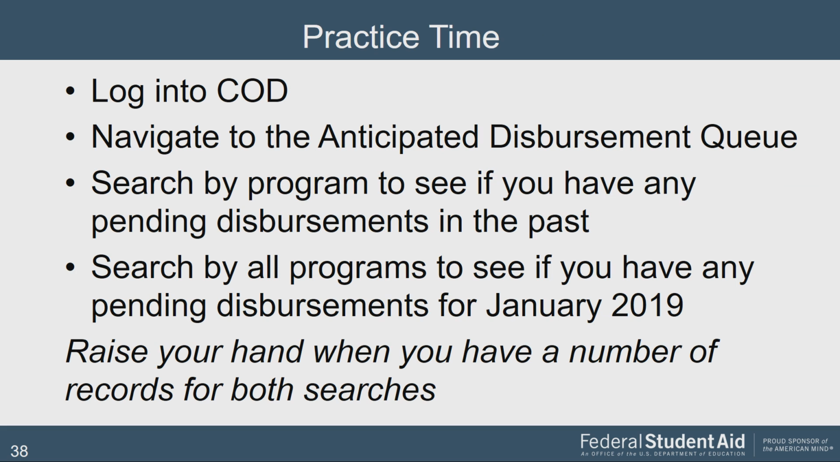And another practice time. So for this practice time, we want you to go check out the anticipated disbursement queue. We want you to search by program, see if you have any pending disbursements in the past. And then we also want you to do a future dated search and see if you have any pending disbursements coming up in January. Okay? And we'll let you go.